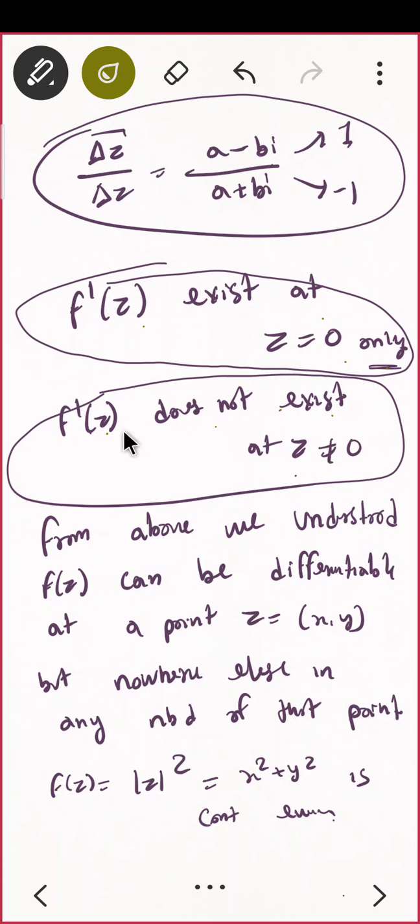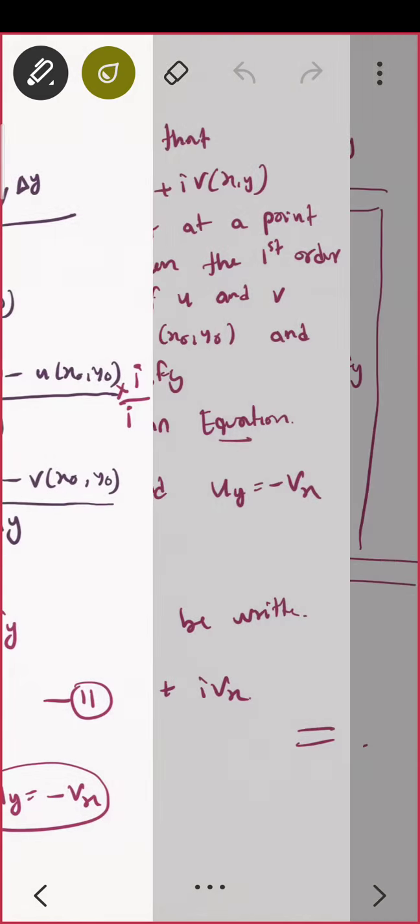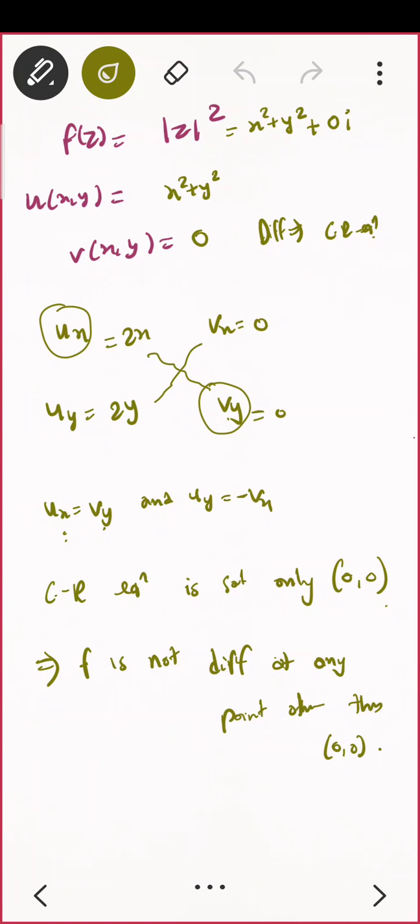We have already proved it, and now we have proved it with the CR equation that it does not satisfy the CR equation at any point other than the origin, so it is not differentiable. But still, we are not sure whether the function is differentiable at 0. From there, we are sure, but from here, we are not sure that it is differentiable. Correct? Do you see? Is the conclusion okay?